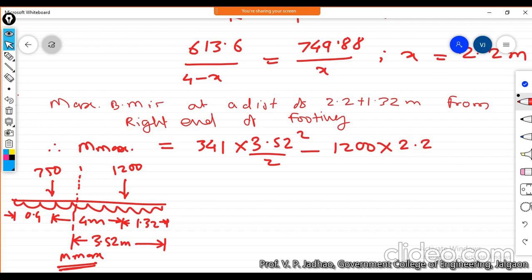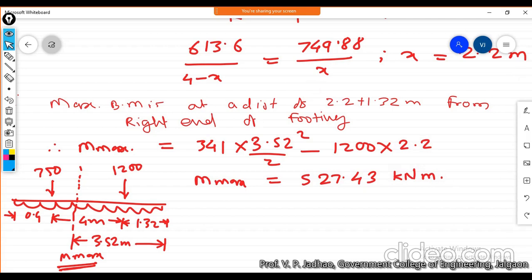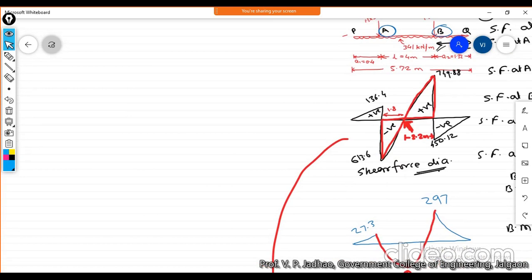Okay, so this maximum bending moment M max, just solve this equation, you will get M max is equal to 527.43 kilonewton meter. Now what we have to do, this is the maximum bending moment, just write down the value here only.